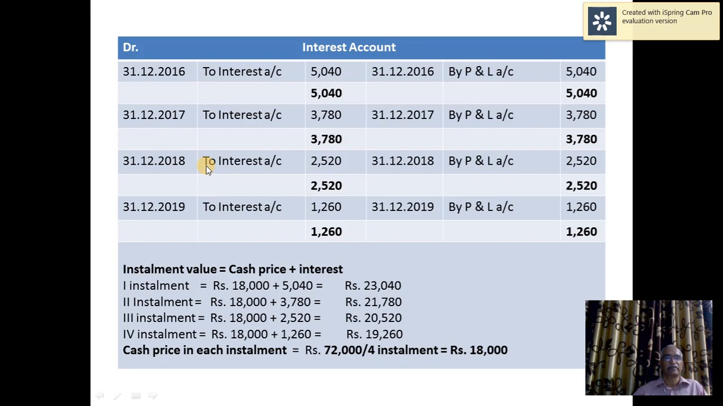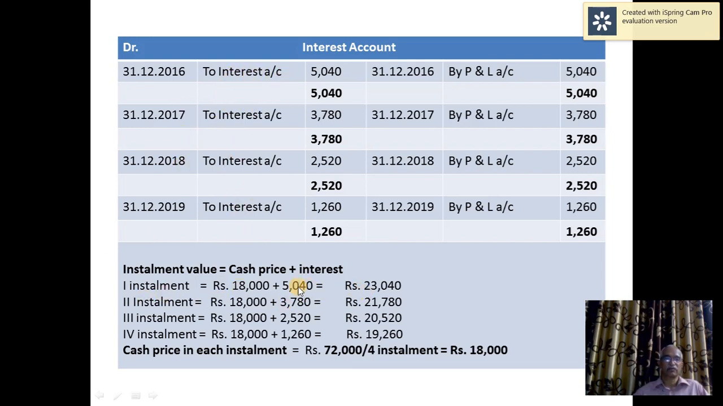Then again third year interest is transferred to interest account from interest suspense account, 2,520, and it's closed by transferring the balance to profit and loss account. And last year also to interest suspense account 1,260, and it is transferred to profit and loss account. So every year you are closing the interest account by transferring the value to profit and loss account. In all these four cases it should be interest suspense account.